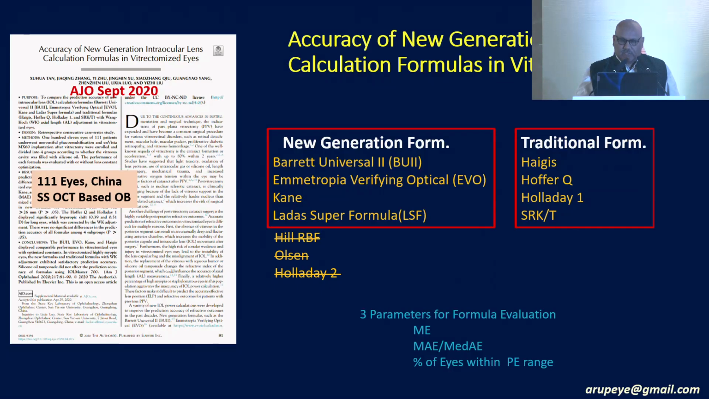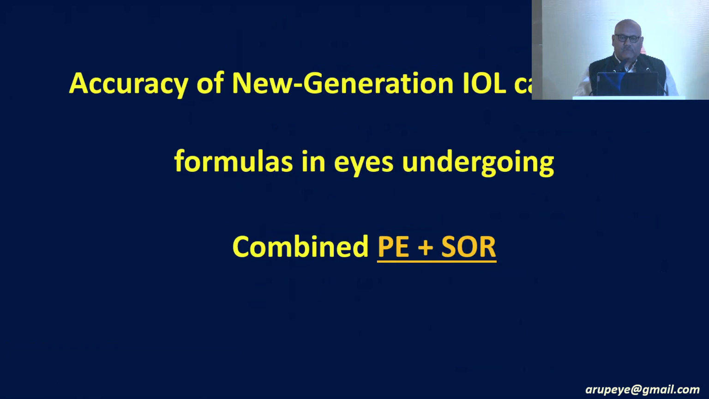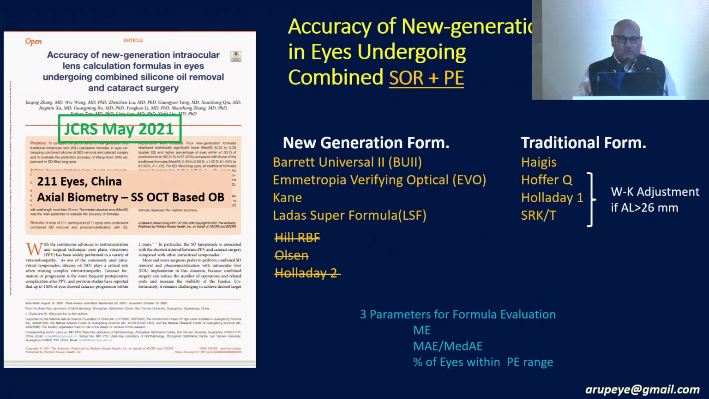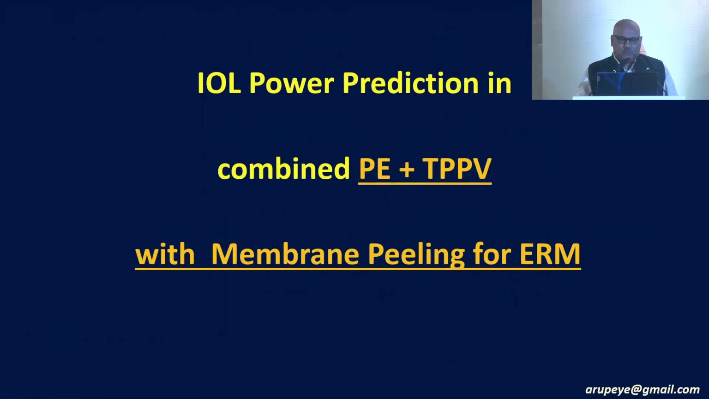Now, if you are performing phacoemulsification in patients who have undergone a vitrectomy, this particular study compared the newer formulas and the traditional formulas, and found out that the traditional formulas, if you have done a Wang-Koch adjustment for the axial length, and the newer formulas, they do pretty well. Now, if you are combining phacoemulsification with silicone oil removal, in that case, the EVO formula also does extremely well, but most of the newer generation formulas also do pretty well.